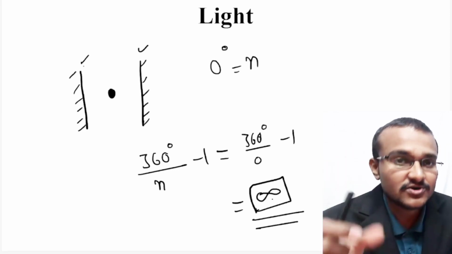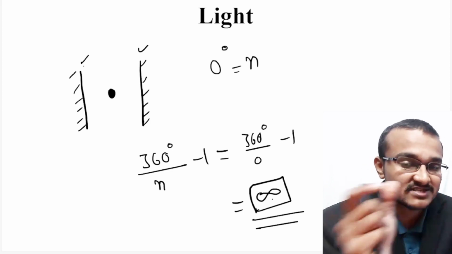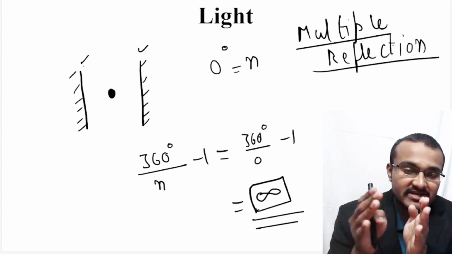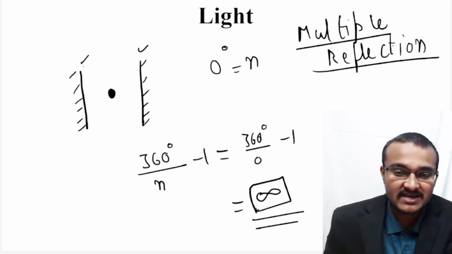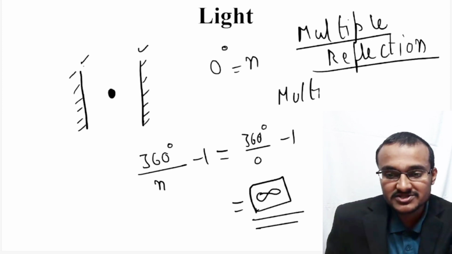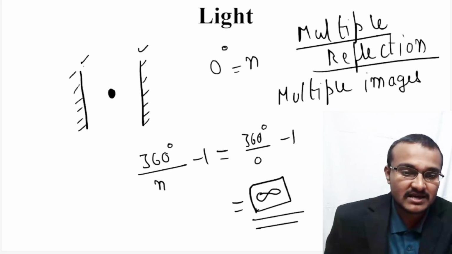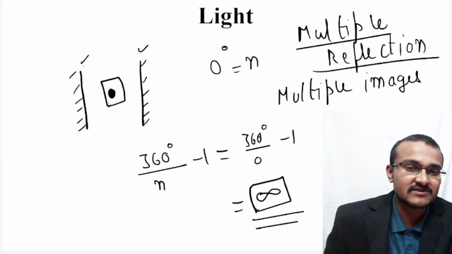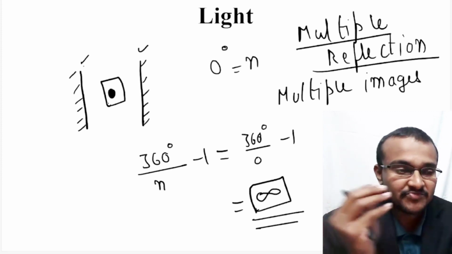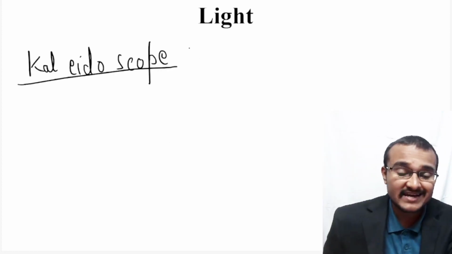So since it is a 0 degree formation between these two mirrors, there will be an infinite number of images which you can observe in these two mirrors. There will be a lot of reflections happening in between these two mirrors itself. So that's why it is known as multiple reflections, and the images formed in these two mirrors are known as multiple images, because a lot of images are formed in both the mirrors. There is only one object, but the image of this object will be n number of images. So that's why it is known as multiple images, and the reflection which takes place is known as multiple reflection. So now let us discuss the kaleidoscope.